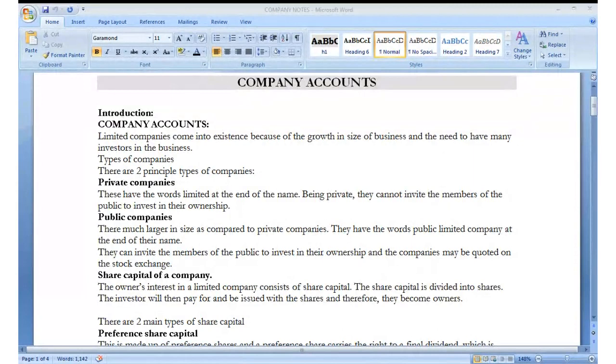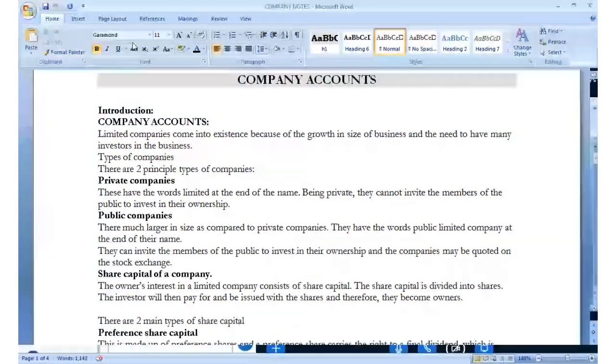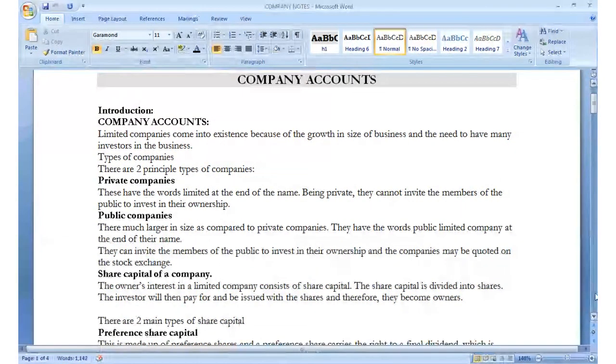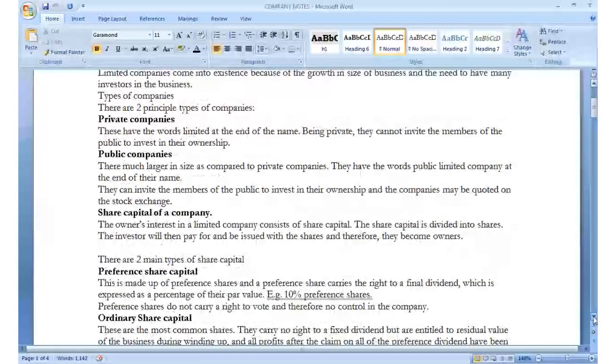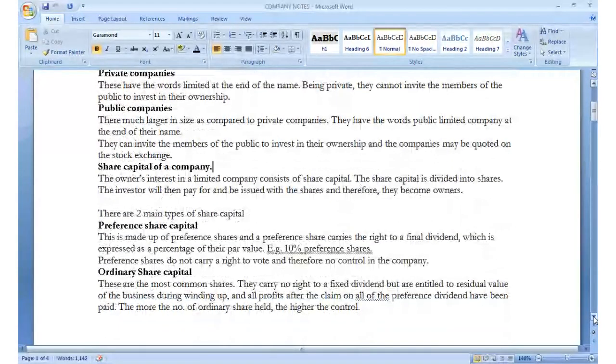But now we have two types of shares. We have the first one, preference share capital. Preference share capital is the money that the company receives when they sell preference shares. These are things that we're going to discuss in detail in semester 4. We have two types of shares, preference shares and ordinary shares.